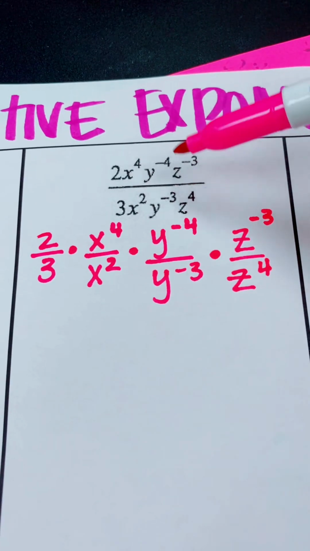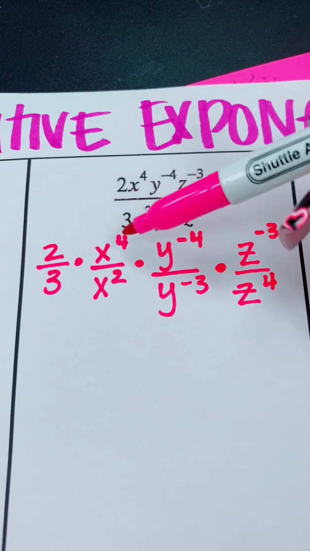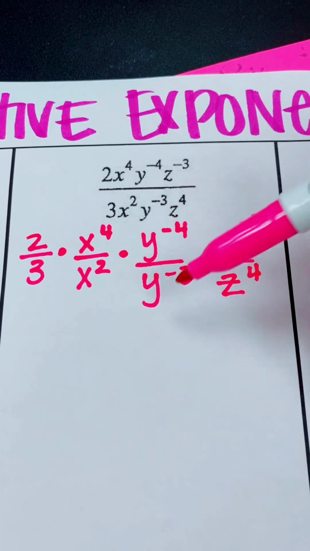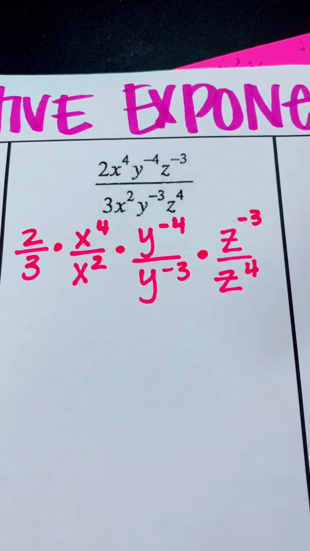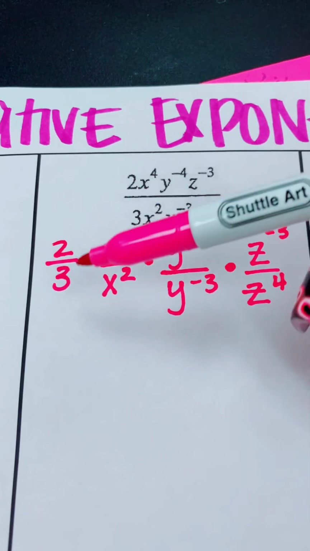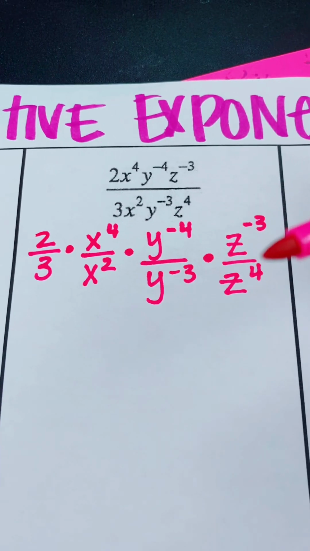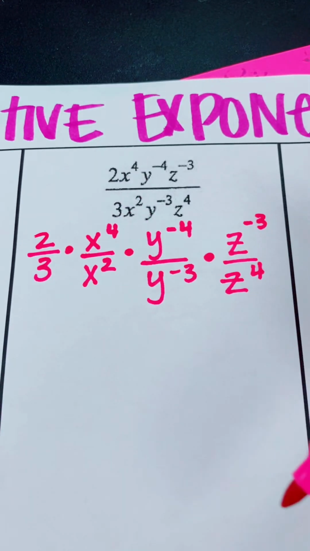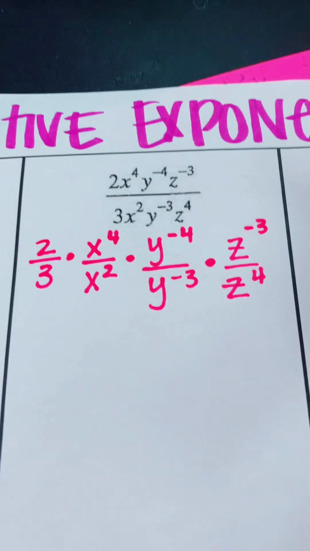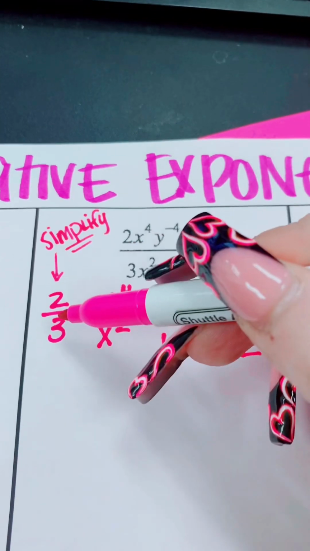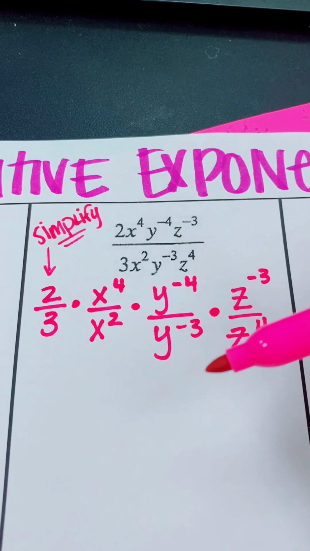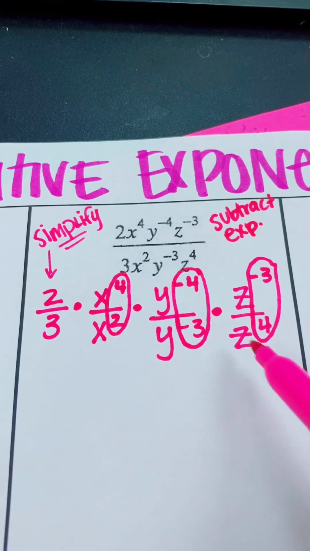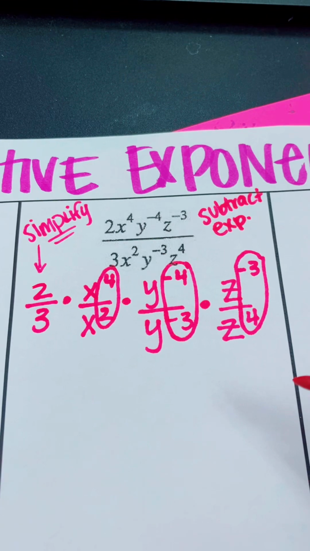So I can rewrite this by separating out the numbers into their own fraction, the x's into their fraction, the y's into their own fraction, and the z's into their own fraction. I already checked, 2/3 is already in its simplest form. I cannot simplify that fraction any further, but if I could, I would. And now I'm going to go through, and for each set where the bases are the same, I'm going to subtract the exponents.